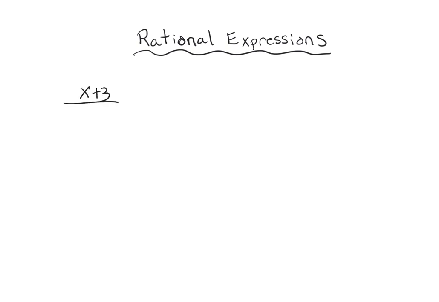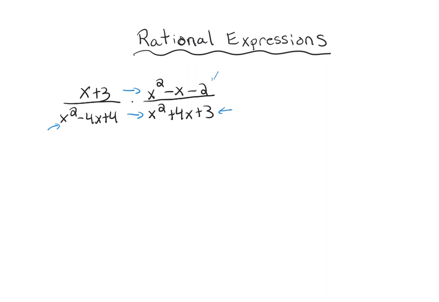x plus 3 over x squared minus 4x plus 4 times x squared minus x minus 2 over x squared plus 4x plus 3. A reminder that when we're multiplying fractions, you just multiply straight across. However, let's look at if we can factor all of these quadratics.